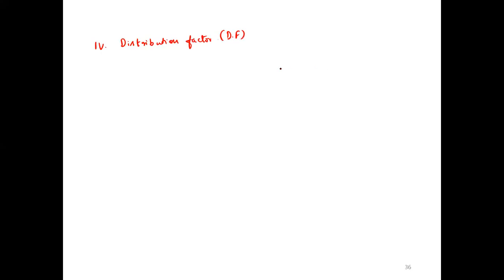See, the given beam is like this. A, B, C, with a UDL. Don't get confused about the load. Your distribution factor is not related to the load. This is a different one. Now you just take this joint.